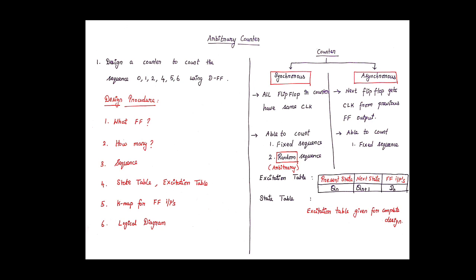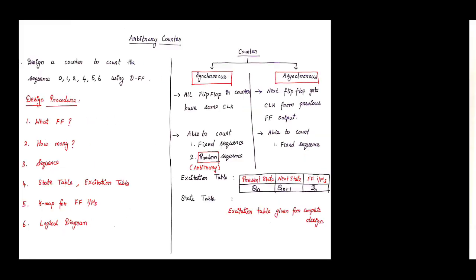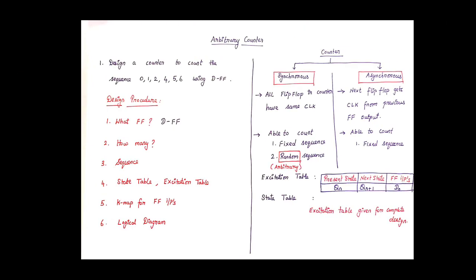We have already discussed the design procedure. Now we can start with our question. What is our question? Design a counter to count the sequence 0 1 2 4 5 6. Therefore, what is the first thing? What type of flip flop are we going to use? The question gives a D flip flop. Second thing, how many D flip flops are needed? Already we know the formula to calculate how many flip flops are needed.